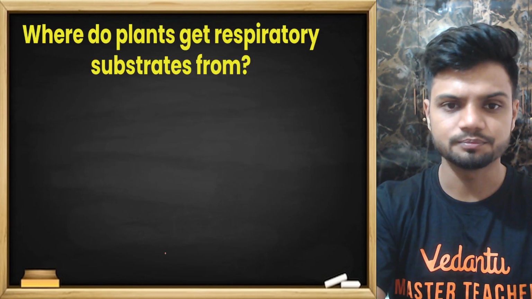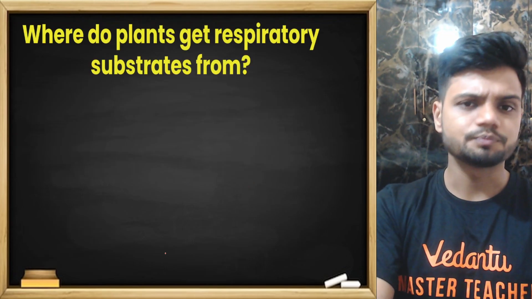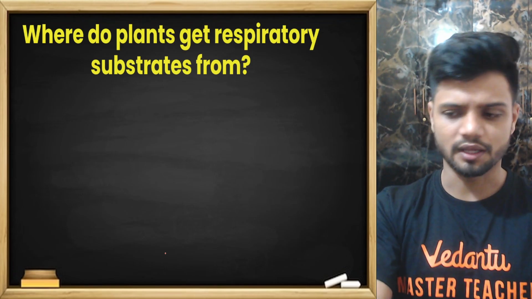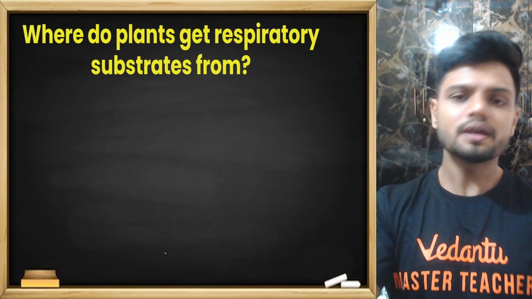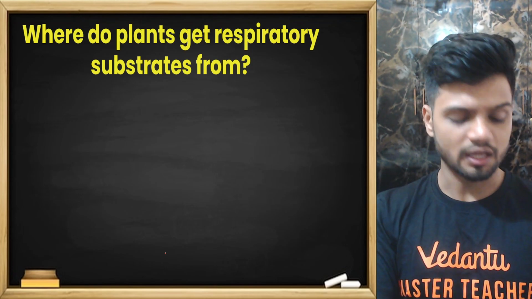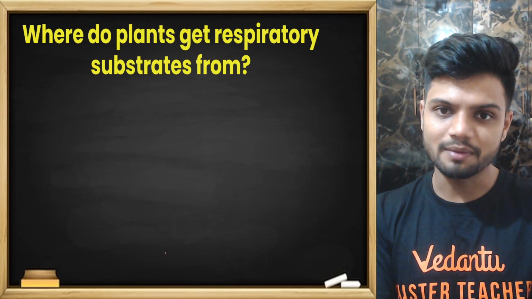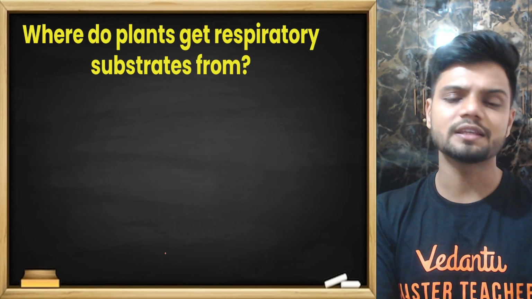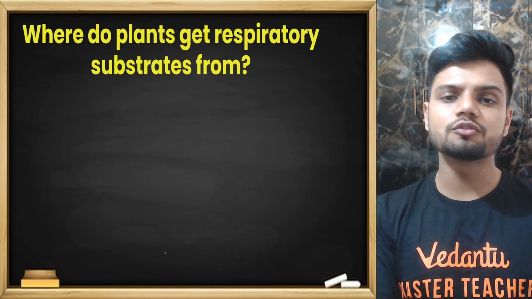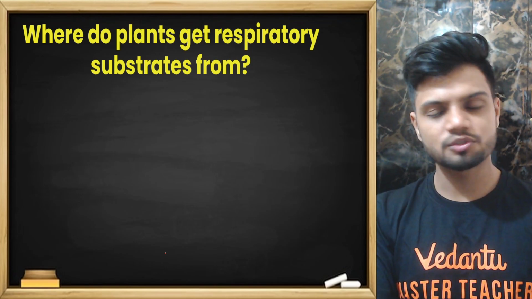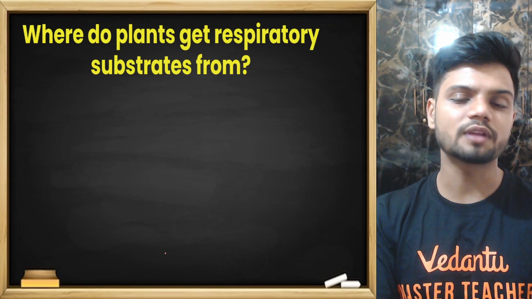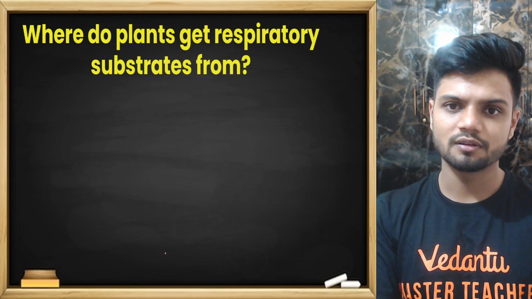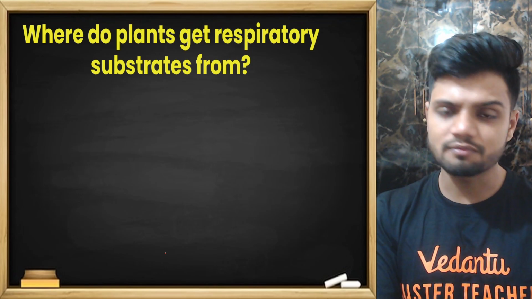Understood? Beautiful. Now, friends, one more big question is: where do plants get the respiratory substrate from? Like I told you, we are eating food from the outside. I am going to the market, taking my ramen, my Maggi packet, my Coca-Cola, and coming back home, eating, drinking nicely, and enjoying. Or if mother is home, she's making nice food, and I'm eating the chapati, pulao nicely. So I am getting my food from somewhere.